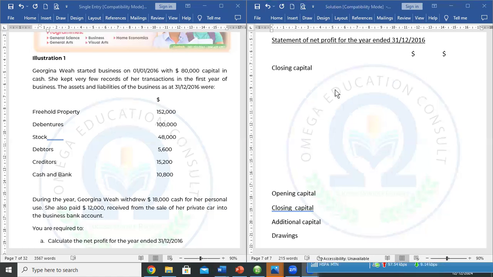So who is going first? Okay, Prophet Chan, let's hear you. I'll pick Chan first and come to Ifya. Please, I think the opening capital is 80,000. Okay, so Prophet Chan has identified the opening capital to be 80,000. Can you guide us? How did you decide to pick 80,000 as the opening capital?